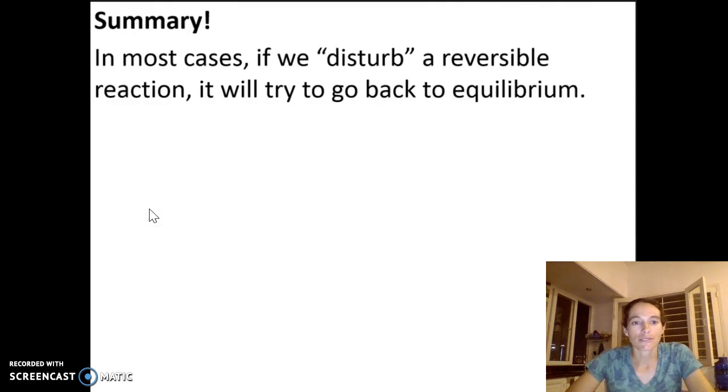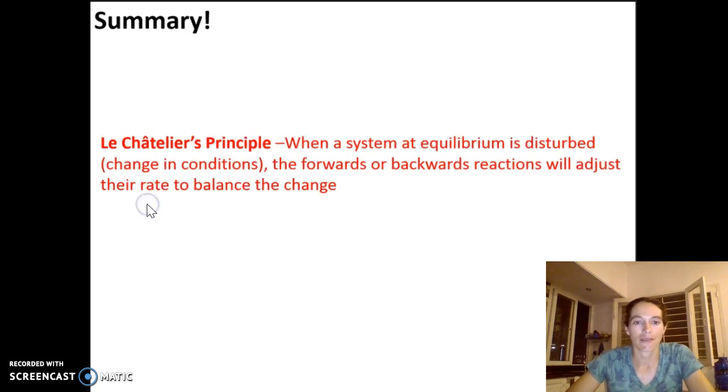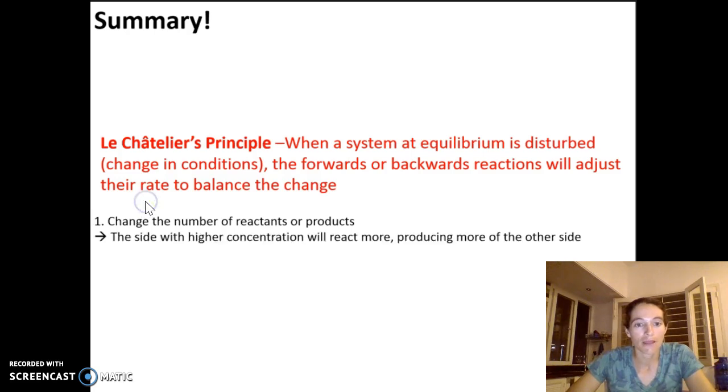So let's just summarize. If we change something in an equilibrium reaction, it will try to go back to find equilibrium again. Le Chatelier's principle talks about this, and it's really about the rate of the forward or backwards reaction increasing, depending on what best balances the changes. So we could change the number of reactants or products, and if we've got more reactants, we're going to react those more. If we've got more products, we're going to react those more, which is then going to move it to the other side.